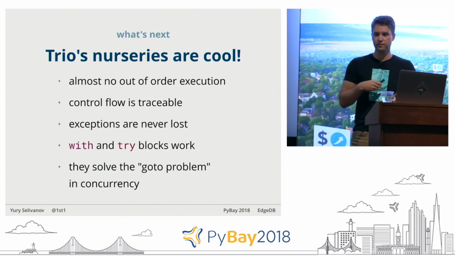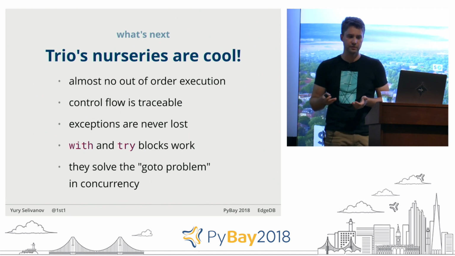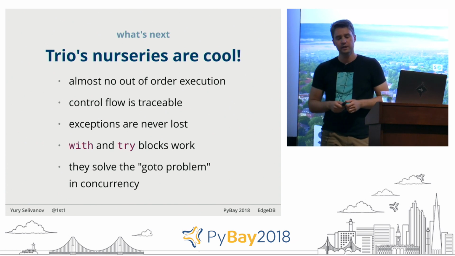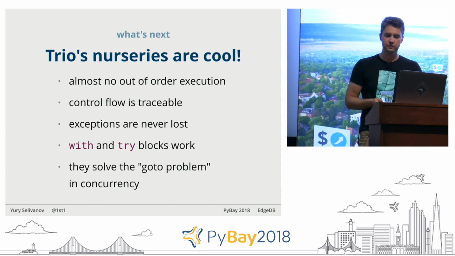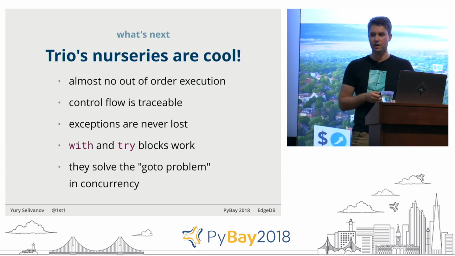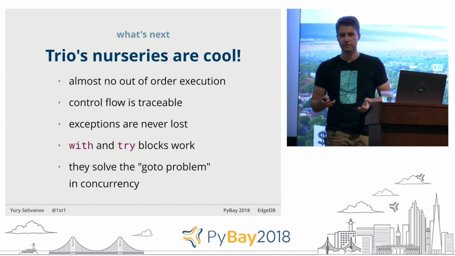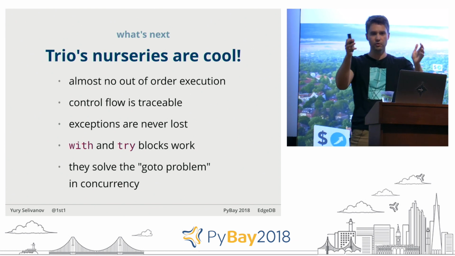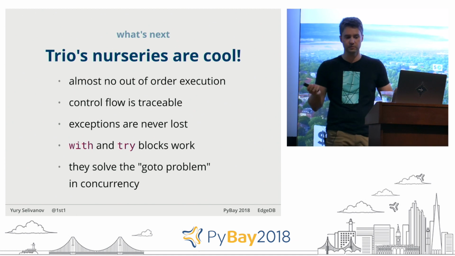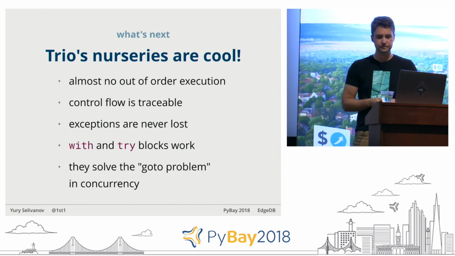And despite the funny name, because, well, tasks get born in nursery and they always die in nursery, there is no way of graduating from nursery, the idea is actually pretty good. The control flow is always traceable. There is almost no out-of-order execution whatsoever. Exceptions are never lost, and you can actually put your with block around the nursery or try except block around nursery, and it will just work. So basically, they solve this go-to problem in concurrency.